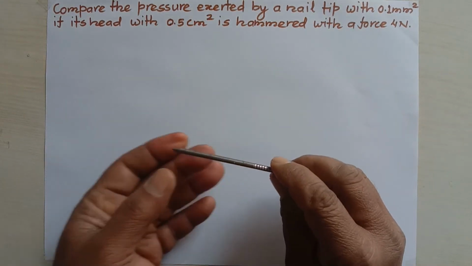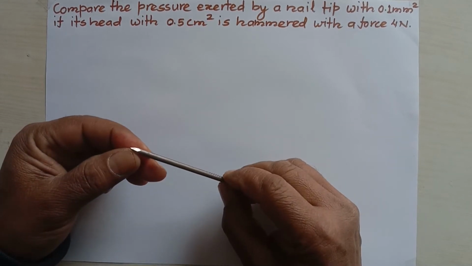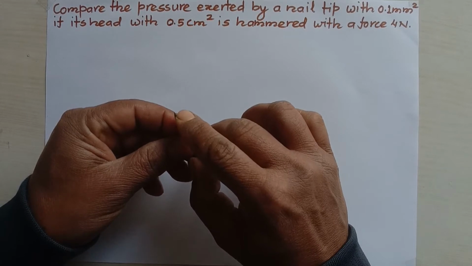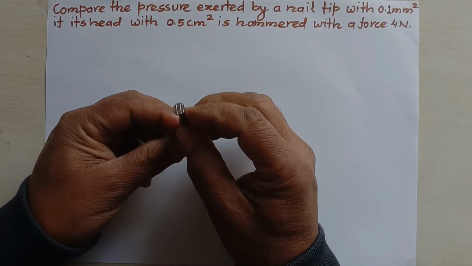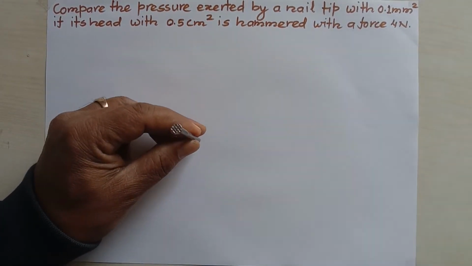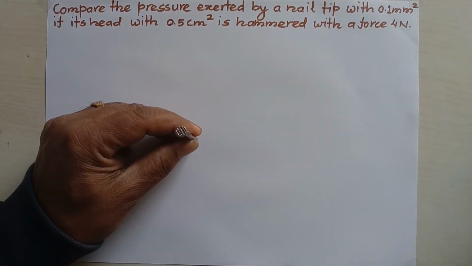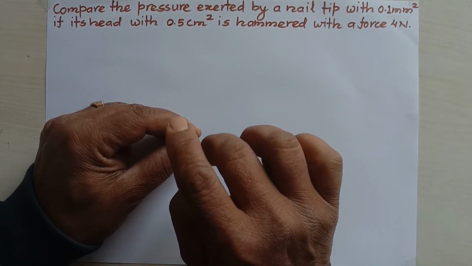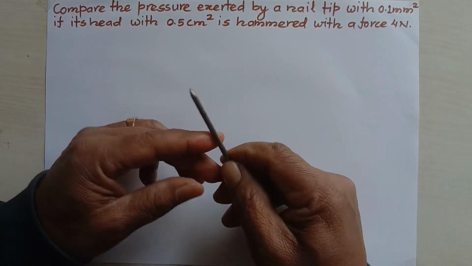Today I want to talk about the difference of pressure on the head and the tip of the nail. All of you know that the area of the tip of the nail is very less, but the area of the head of the nail is comparatively very high. And when we hammer the head with a hammer, the force applied on the head creates pressure on the head, and the same force creates pressure at its tip.